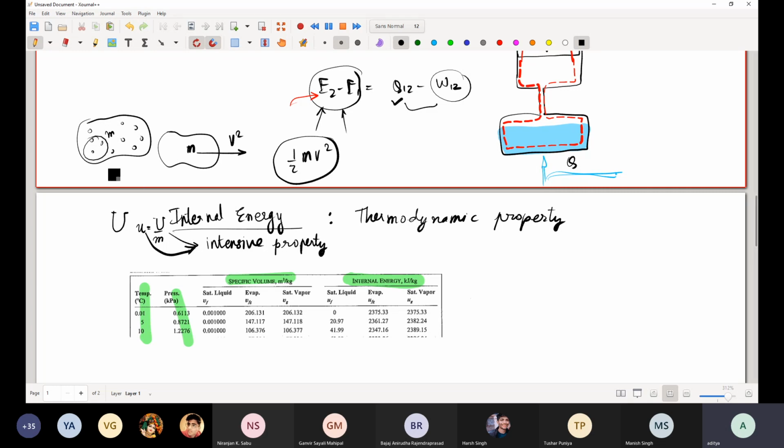It is also an intensive property because it does not depend on the mass. You can take a small chunk of it, it will have the same specific internal energy. You can take the entire system, it will also have the same amount of specific internal energy.